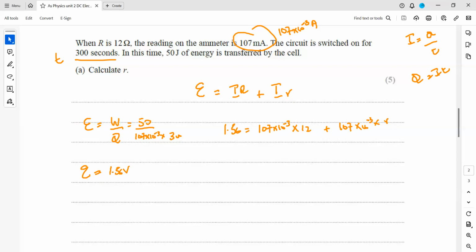So when we simplify, after multiplication, this will be subtracted to the other side, and 107 exponent minus 3 will be divided. When we simplify, we'll get the value for r, which will be about 2.56, and the unit will be ohm. So first we work out the EMF, and then from the EMF, we work out the internal resistance.